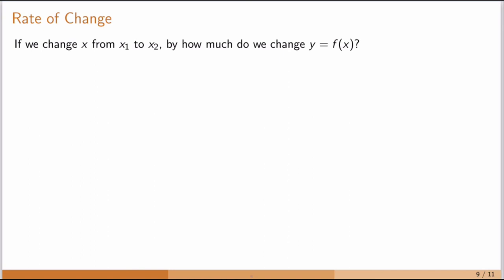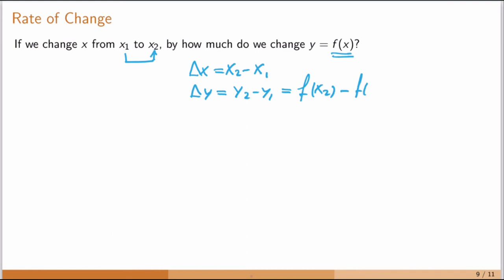Another very interesting concept, closely related to the derivative, is the rate of change. The rate of change is easily defined. So if you have a quantity and you change it from x1 to x2, then the net change is delta x, x2 minus x1. And then if you have a function f of x, then you can also compute the change in y, the change in the outcome. So the change delta y would be y2 minus y1, which is given by the function value f of x2 minus f of x1, where we use the delta symbol to indicate change.